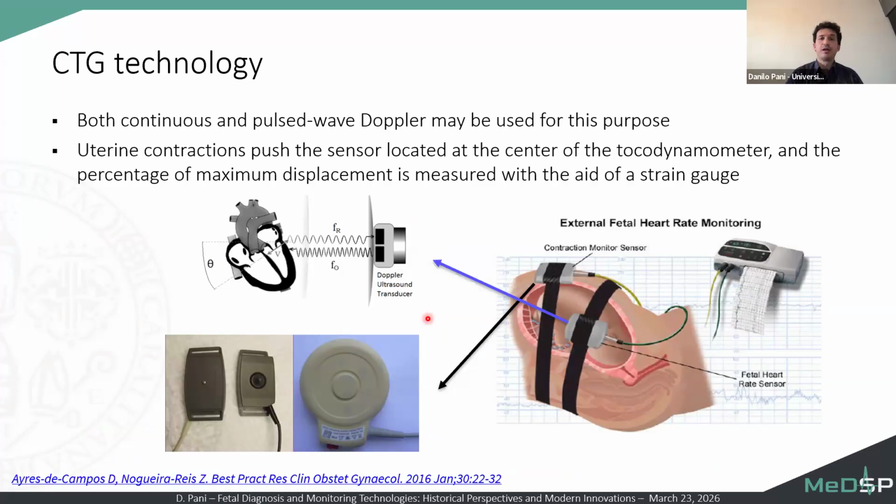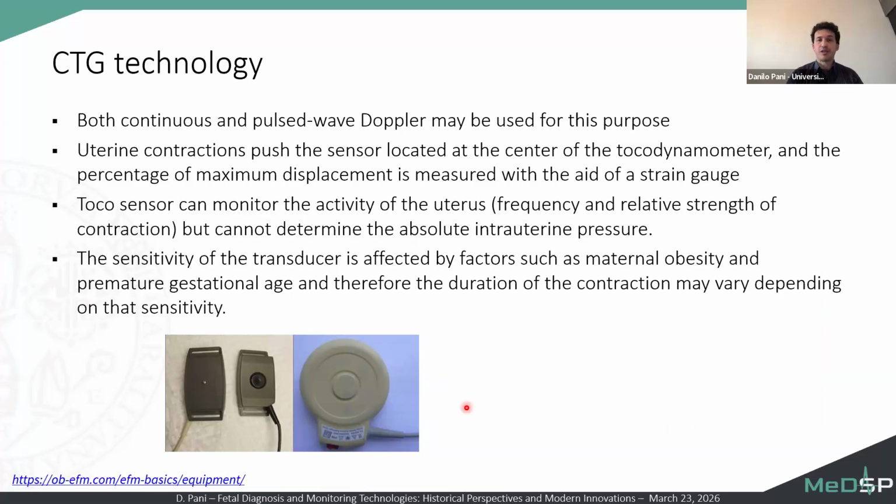application on the maternal abdomen of a sensor, which is a tocodynamometer, which is mainly a force sensor where the strain gauge internally detects the force that is applied on this central part of the sensor that is pressed on the maternal belly by means of elastic belts. So the problems associated with this measurement are the body mass index and the gestational age. Because, for instance, in early gestational age, the belly is small, and so it's difficult to detect the signals from the uterine contraction. And in case of maternal obesity, the body mass index works against a good detection of the signal.